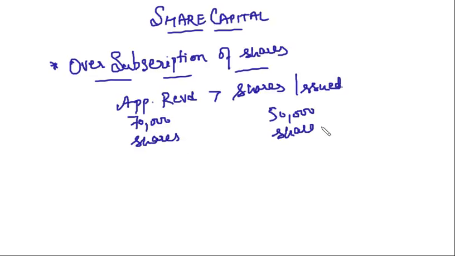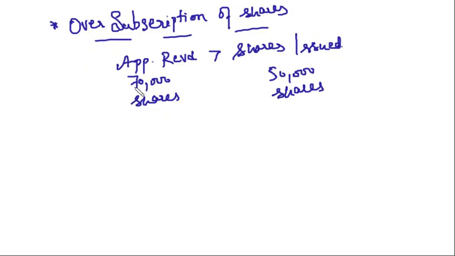Now, as I told you, along with the applications, we receive application money. So we received application money on the excess shares of 20,000. How to deal with the excess application money? There were three methods. First is reject and refund. That is, reject excess applications and refund the excess application money that is received.